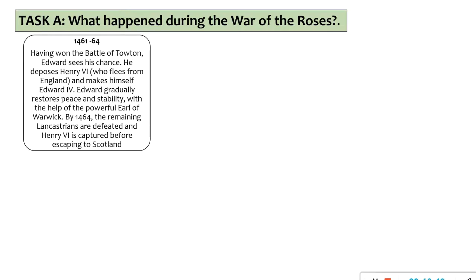Having won the Battle of Towton, Edward sees his chance to seize the throne. He deposes Henry VI, who flees from England, and makes himself Edward IV. So the Yorkists are now in charge. Edward gradually restores peace and stability during this period, establishing power with the help of the powerful Earl of Warwick. And by 1464, the remaining Lancastrians are defeated, and Henry VI is captured before escaping again to Scotland.